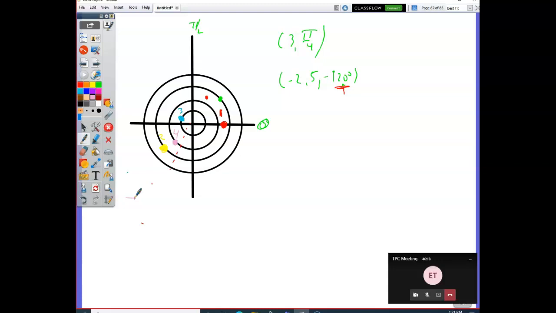Same as vectors before, right? If we get a negative, we just turn it around and go the other way. So when the angle is negative, we go this way instead, right? But we've always been doing that.